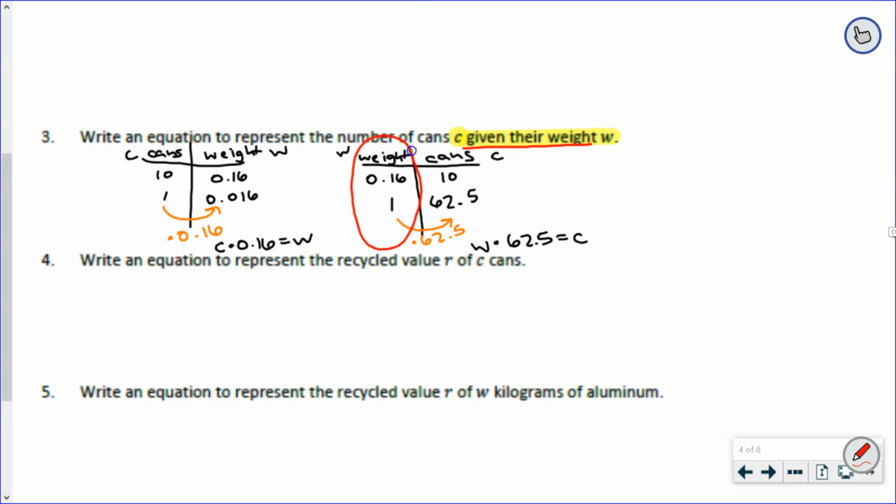And now, given that weight, let me choose a different color actually. Given their weight, we can always go forward and figure out what the number of cans is going to be associated with that.